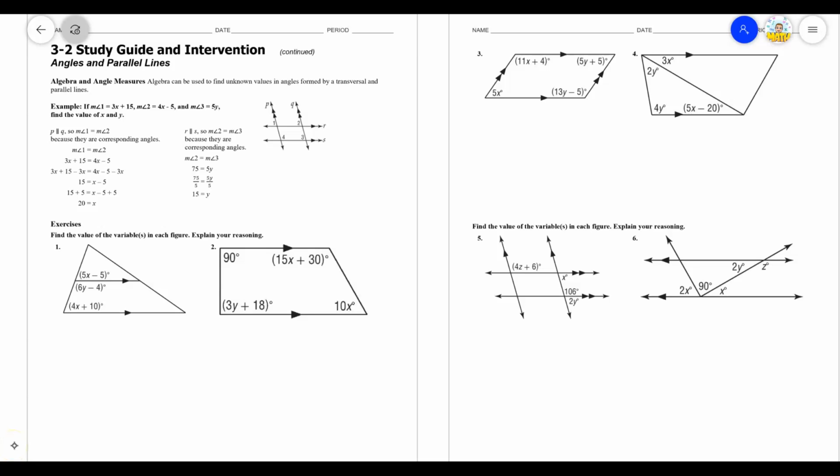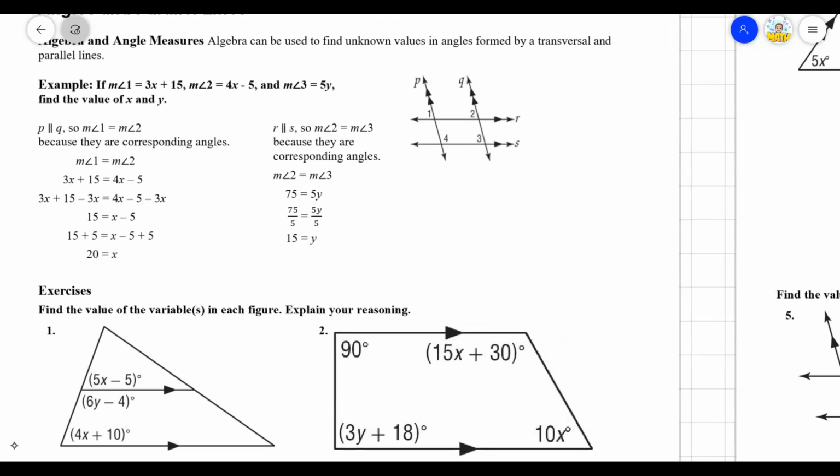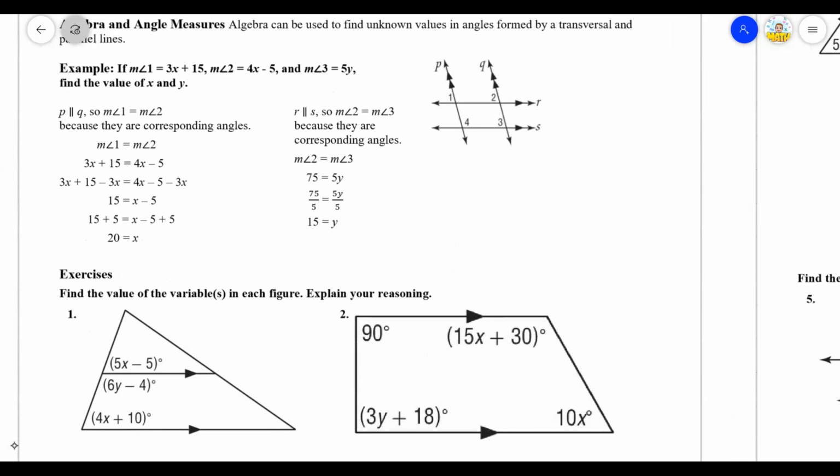Okay, in the second part of section 3.2, where we have some algebra applications, we want to keep in mind the relationships that we have for these angles. When we have corresponding angles, they are equal to each other, right? Like angle 1 and angle 2, those are corresponding in that situation with the parallel lines P and Q. Angles like 3 and 4 are going to be supplementary because they're on the same side of that transversal. They're consecutive angles, so they add up to 180.